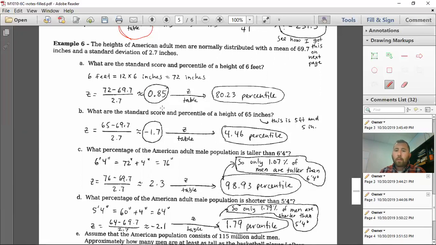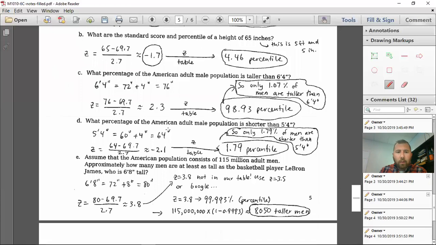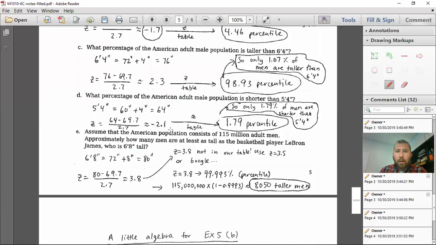And so really only 1% of men are taller than 6'4". 1.07. Okay. And so looking at the last two questions here, what percentage of the American adult male population is shorter than 5'4"? There you're able to use the percentile value because that's kind of the way it works. And the last one here is interesting, about LeBron James and his height.